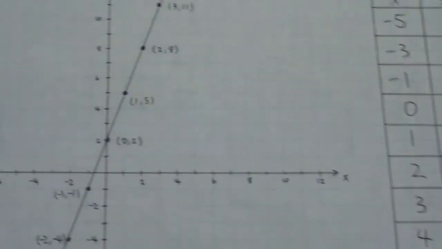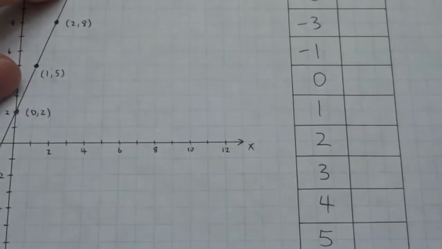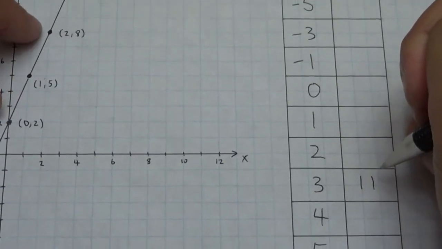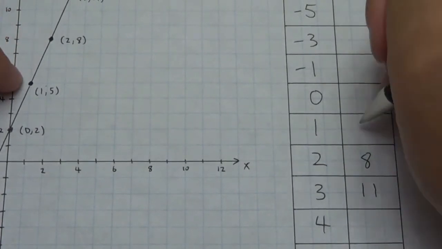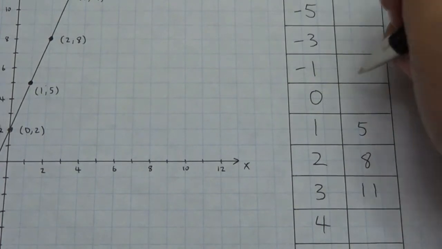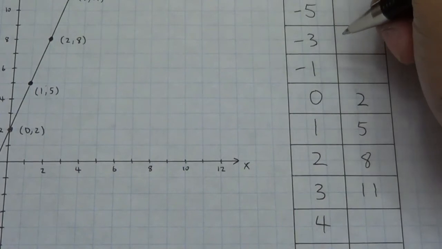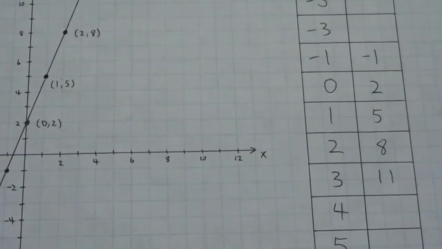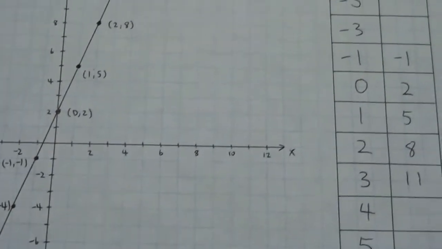Alright, so we can start out by filling in the values that we do have. So when x is 3, y is 11. When x is 2, y is 8. When x is 1, y is 5. When x is 0, y is 2. When x is -1, y is -1. And then when x is -2, we don't have that one, so we don't need that one.